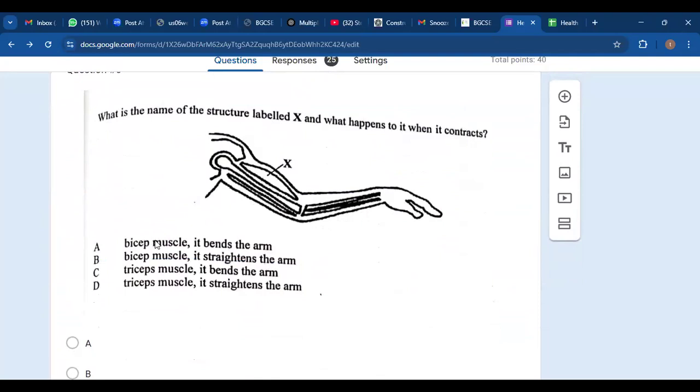A is the bicep muscle. Bicep muscle, and it bends the arm. How many people have a big bicep?